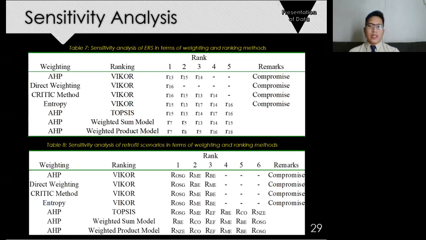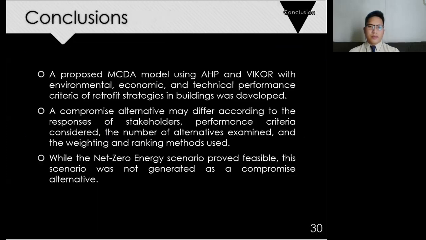To sum up, sensitivity analysis showed robust results. It can be concluded that adapting various MCDA techniques might result to a difference in rankings. However, the AHP VIKOR model developed in the study showed compelling results. To sum up the study, a proposed MCDA model using AHP and VIKOR with environmental, economic, and technical performance criteria of ERS in buildings was developed. It was found out that a compromise alternative may differ according to the responses of stakeholders, performance criteria considered, and the number of alternatives examined. Also, weighting and ranking methods used. While the net zero energy scenario proved feasible, this scenario was not generated as a compromise alternative.